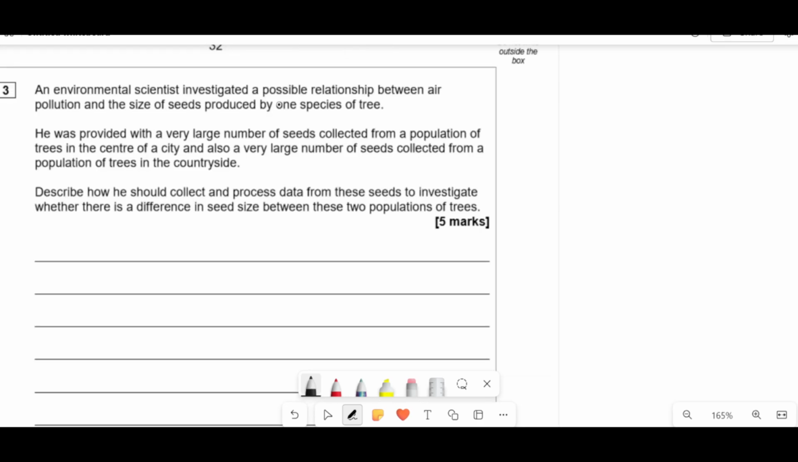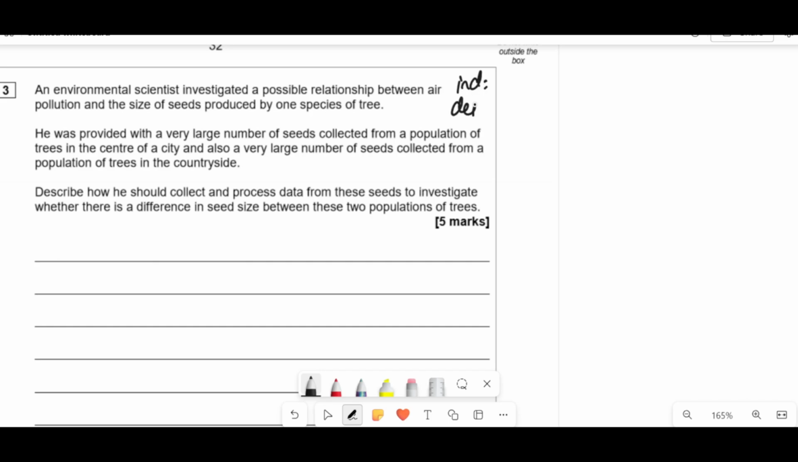So then, an environmental scientist investigated the possible relationship between air pollution and the size of seeds produced by one species of trees. He's provided with a very large number of seeds from a population of trees in the center of a city and then also a large number of seeds collected from a population of trees in the countryside. Describe how you should collect and process data from these seeds to investigate whether there is a difference in seed size between these 2 populations.